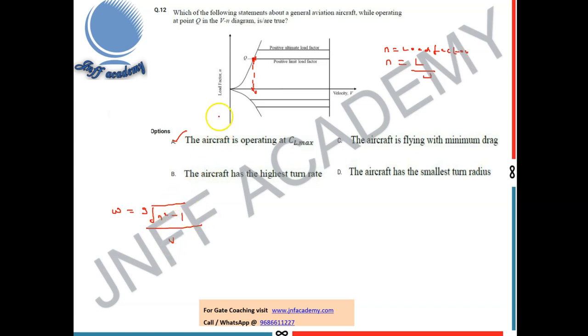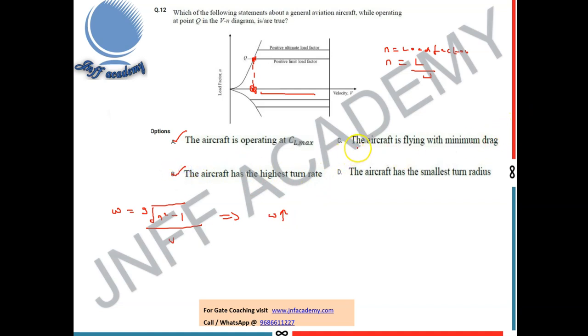Given your load factor is fixed, which is you are operating at a Q, your load factor is fixed, and you are also operating at a very low velocity, obviously, because velocity is in the bottom, you will have a higher turn rate. Because V is in the bottom and we are flying at V minimum. We can still fly somewhere here, but from the question it is given that it is flying at the stall point. So V is minimum, which implies that omega, which is the turn rate, will be maximum. So the aircraft has the highest turn rate. That statement is also right.